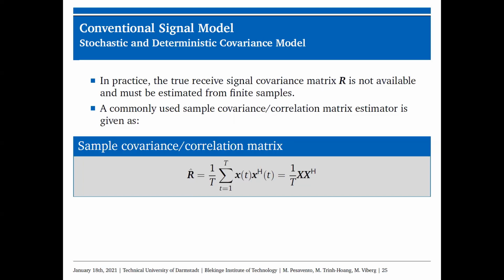The final player we need to introduce is the sample covariance matrix, R hat. In the stochastic model, this will be a point estimate of the covariance matrix of the array output. It is the time average as an estimate of the ensemble average. But in the deterministic model, we may just call it the sample correlation matrix of the data.